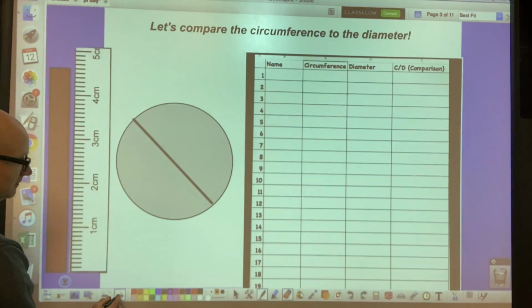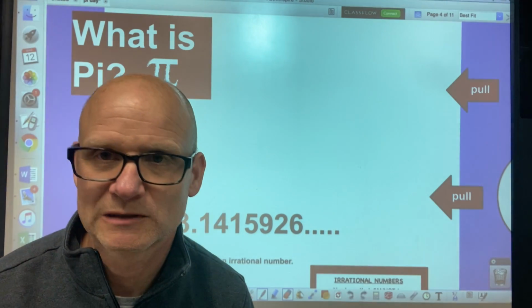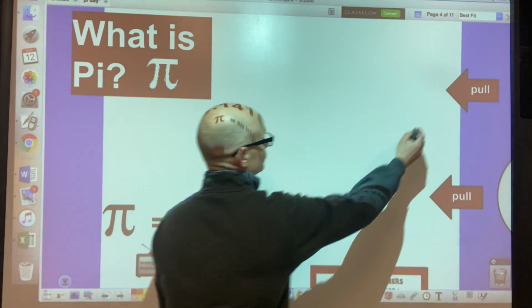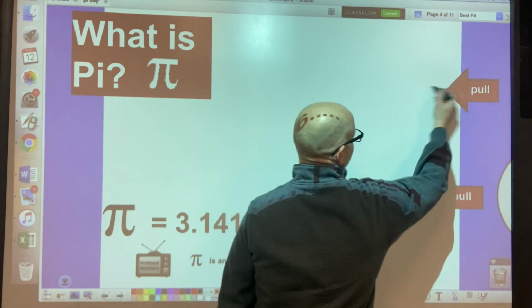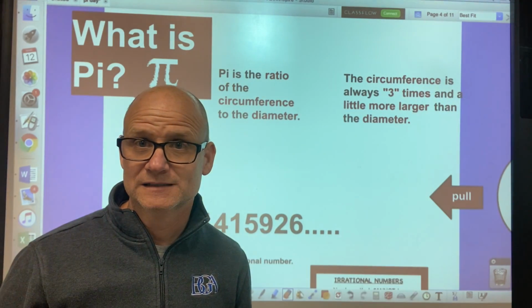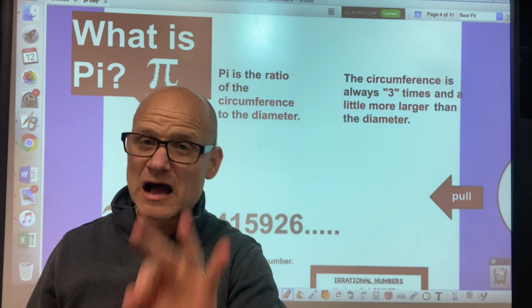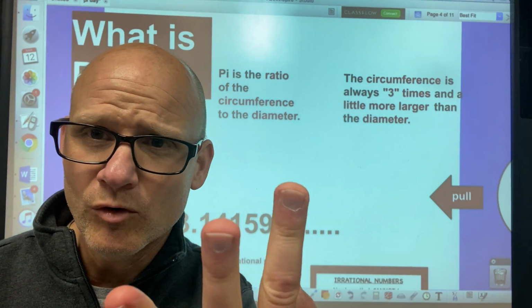So here, it's got a lot of stuff here. A lot of people will just say, well, pi is 3.14. Pi 3.14. Well, what does that really mean? Pi is just the ratio. Pi is the ratio of the circumference to the diameter. It's just telling you how many times the diameter is going to go around the circle. And how many times is that, fifth graders? 3 and a little more.